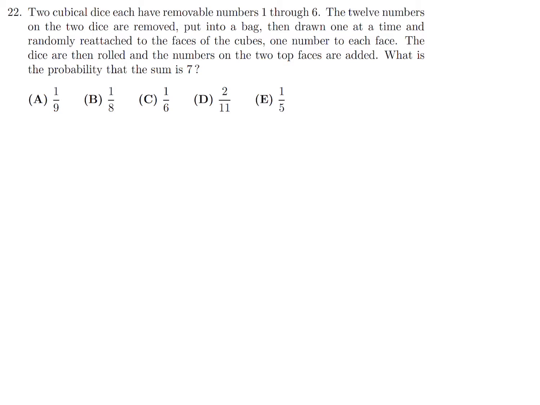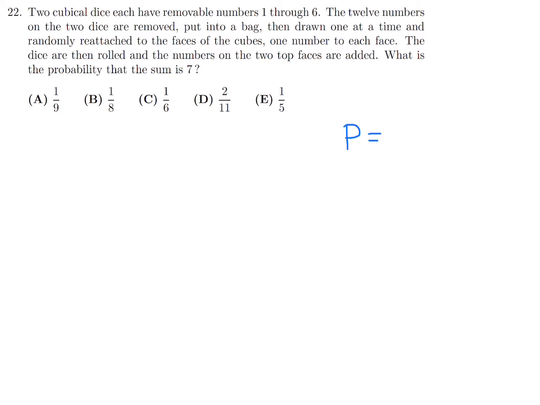2 cubical dice each have removable numbers 1 through 6. The 12 numbers on the 2 dice are removed, put into a bag, then drawn one at a time and randomly reattached to the faces of the cubes, 1 number to each face. The dice are then rolled and the numbers on the 2 top faces are added. What is the probability that the sum is 7?